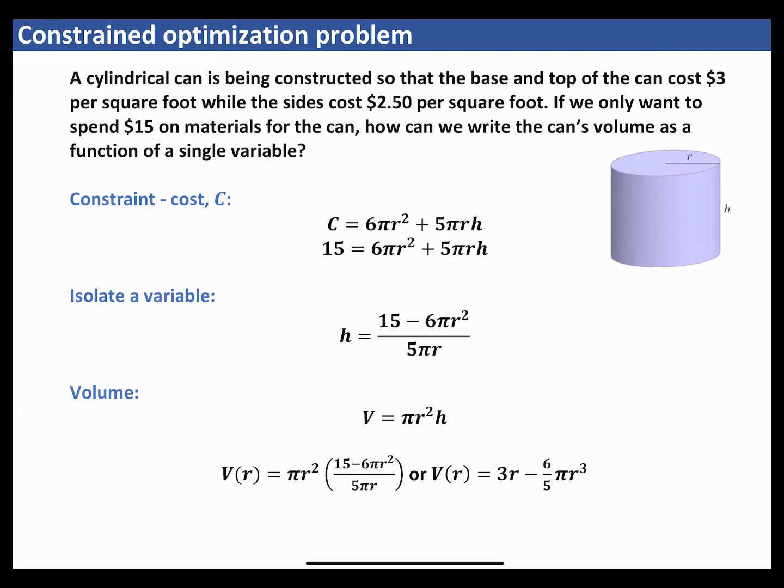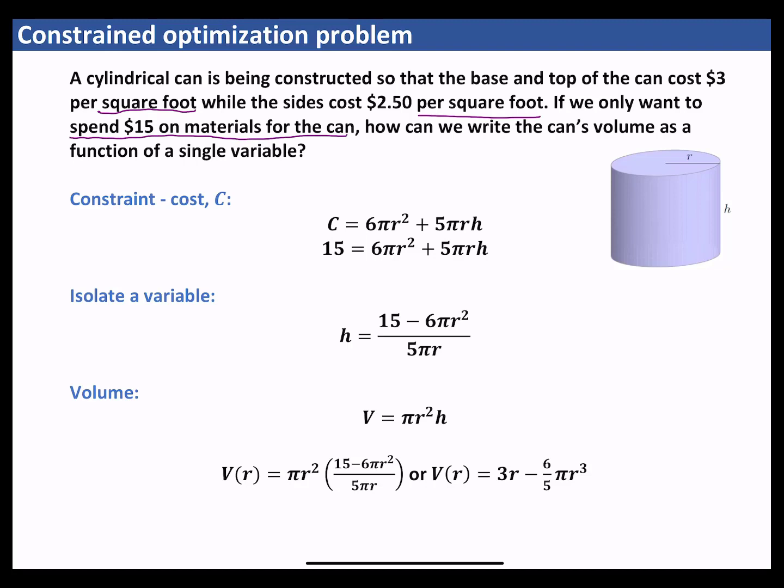So we had a cylindrical can. It was being constructed so the base and top of the can cost $3 per square foot, while the sides cost $2.50 per square foot, and we only want to spend $15 on materials for the can. How can we write the can's volume as a function of a single variable?